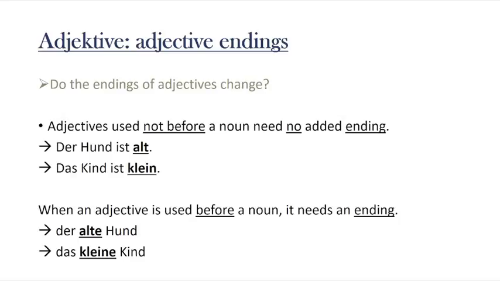However, if you put the adjective before a noun, like at the bottom of the screen, we do have an ending. So we've got der alte Hund, das kleine Kind. And that little e that's gone on to the end of the adjective is the ending. And it could be one of a number of different things, as we'll see in a second.